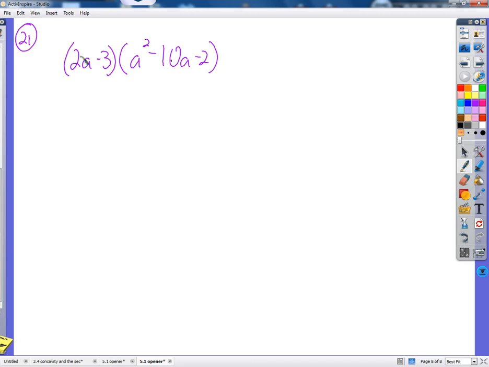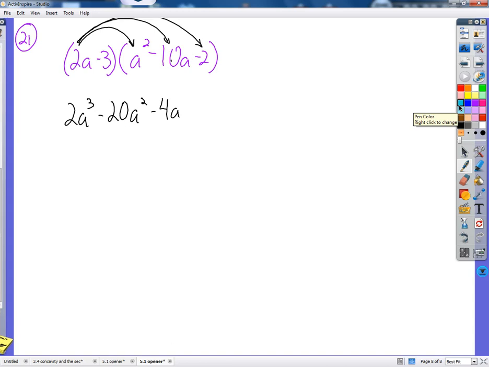I'm going to start with this guy, distribute it to there, and to there, too. We could take this guy and distribute it to that number, to that number. It doesn't matter what order we do this in. But first we'll distribute this 2a. So 2a times a squared is 2a to the third. 2a times negative 10a is negative 20a squared. And 2a times negative 2 is negative 4a.